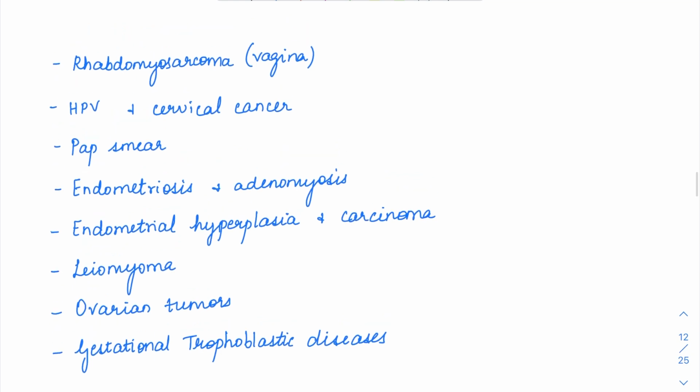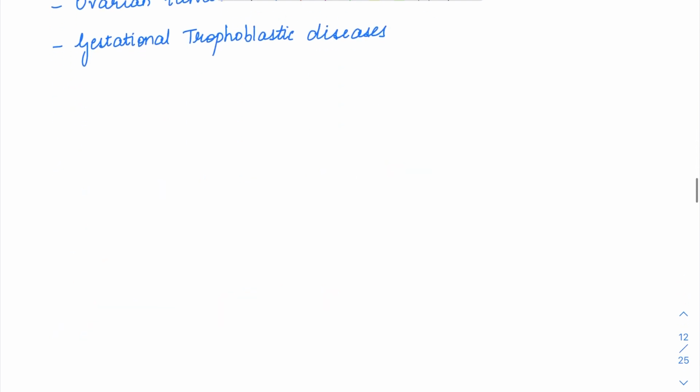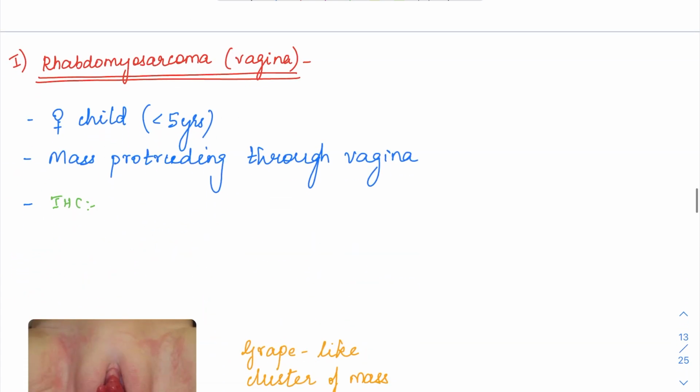So out of this, in the previous year question also, there was a question related to pap smear and cervical cancer. So we can expect some other question related to that again in this year also. So let's start with rhabdomyosarcoma. This usually presents in the genital system in the vagina.